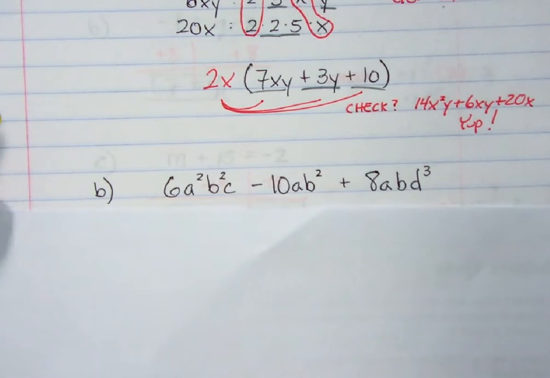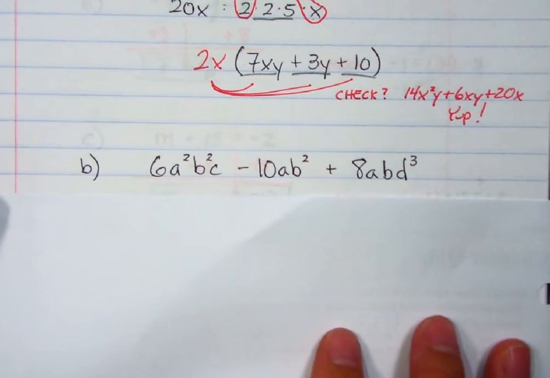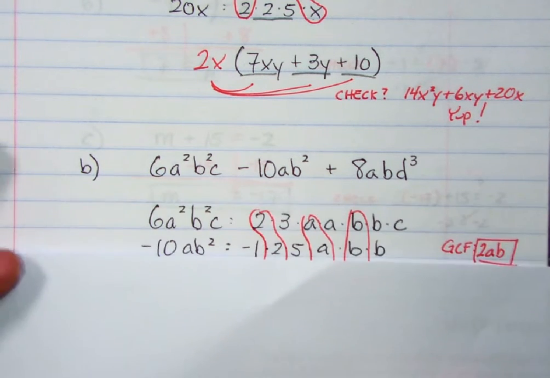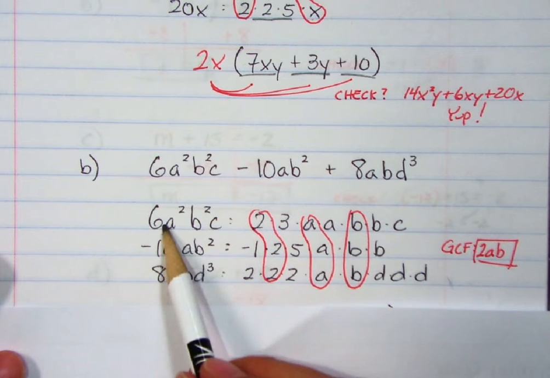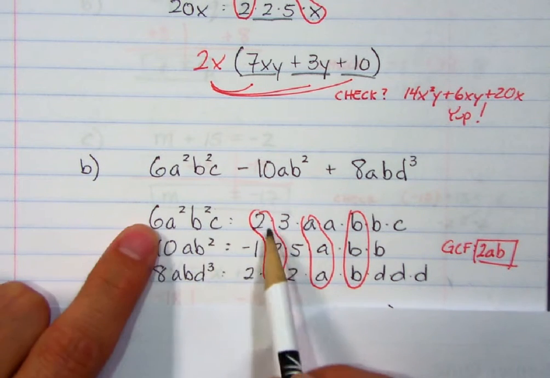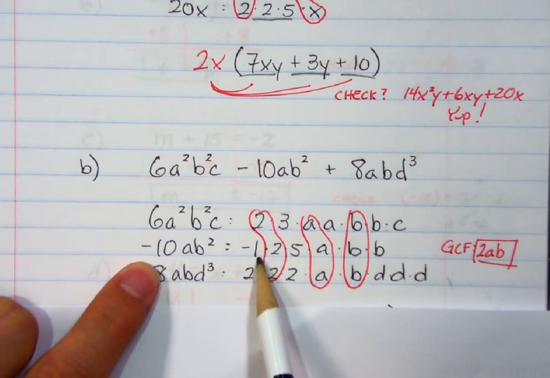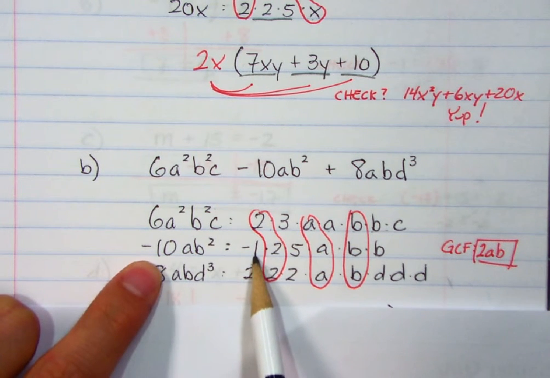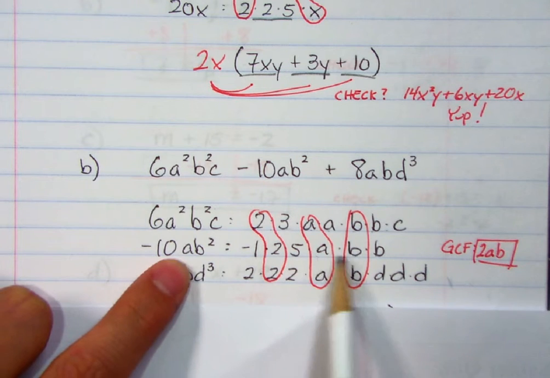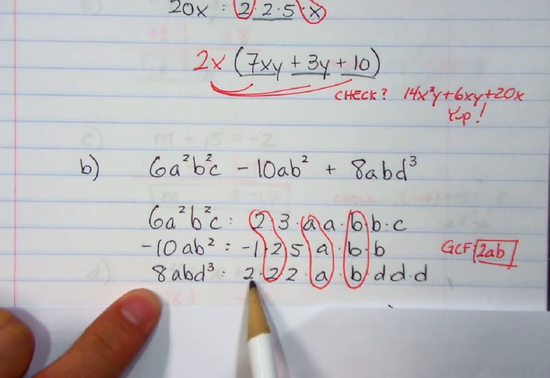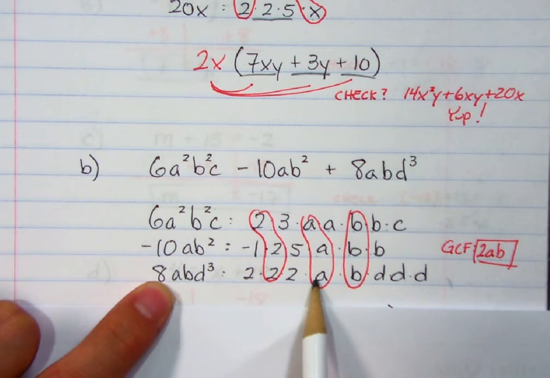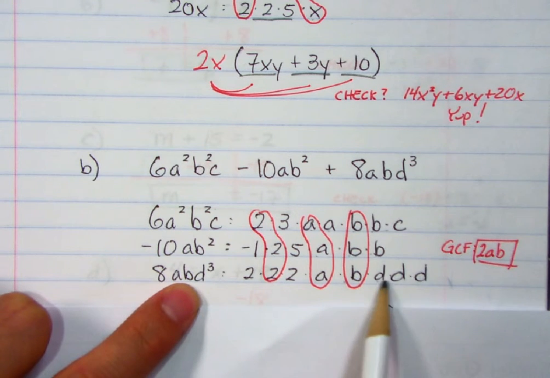The last one I have for you, this is just a challenge type of question. Let's see if you can get that. Pause the video and test yourself. Okay, let's see. 6a squared b squared c. That means it's 2, 3, A, A, B, B, C. Over here, negative 10ab squared, negative 1, 2, 5, A, B, B. 8 is 2, 2, 2, A, B, D, D, D.